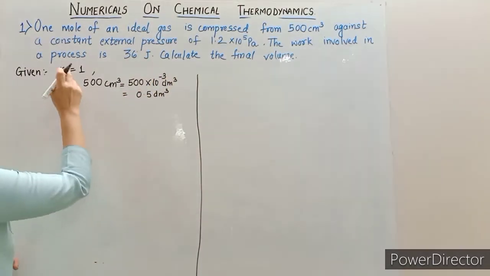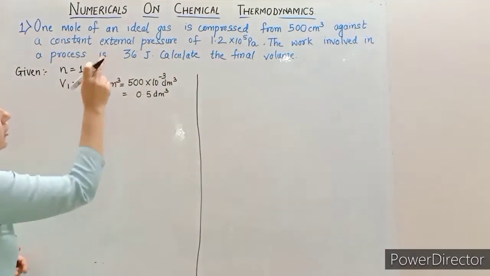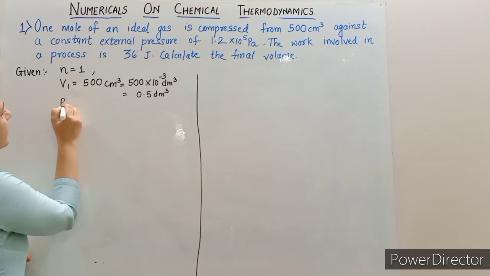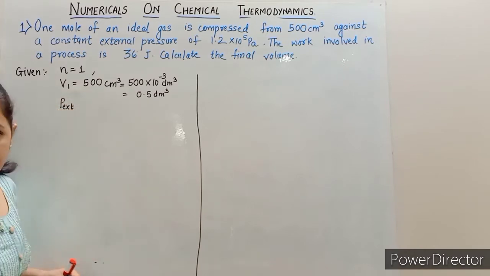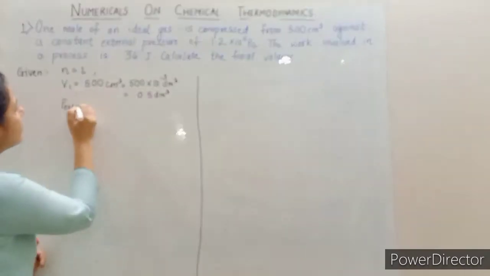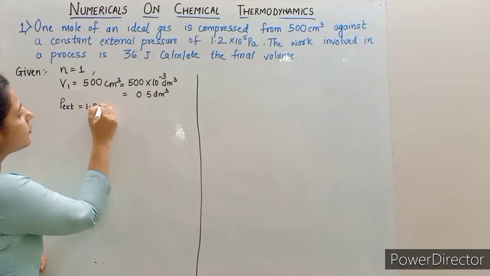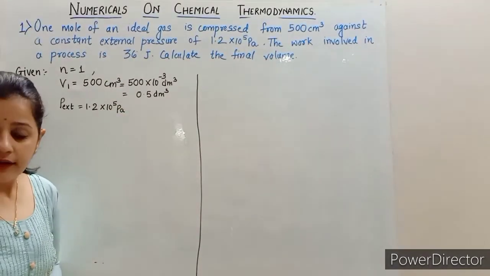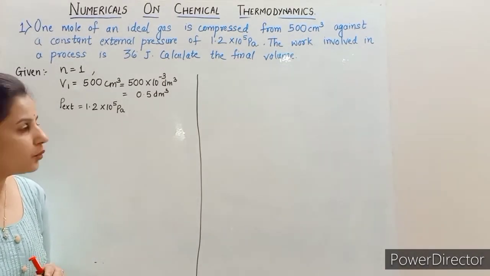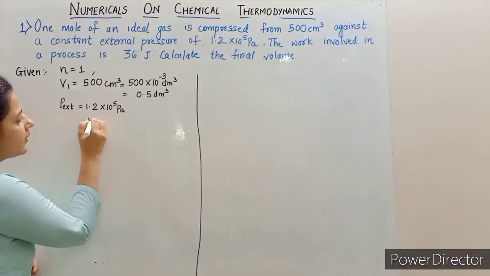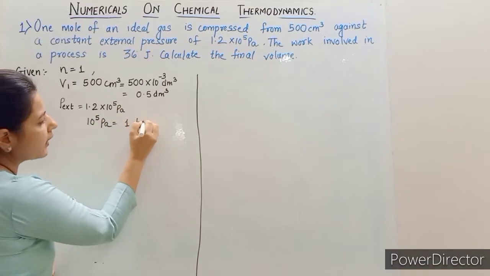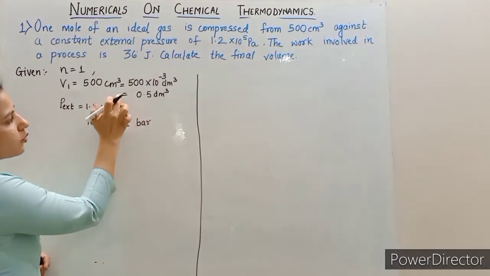Then next, against a constant external pressure, means P external is given to us. P external is 1.2 into 10 raised to the power 5 pascals. Again here we will convert the pressure into bar, and we know that 10 raised to the power 5 pascals is equal to 1 bar.